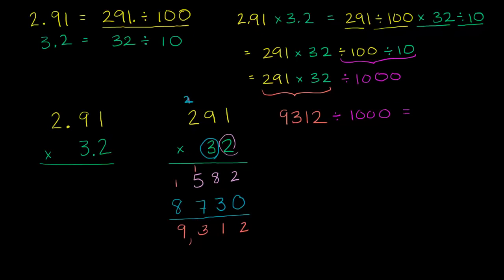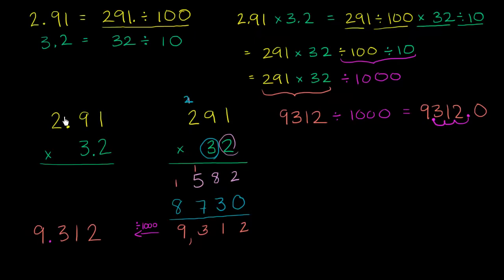And what's this going to be equal to? Well, if we start with 9,312, and let me throw a decimal there, dividing by 1,000 is equivalent to moving the decimal over 3 places to the left. So you divide by 10, divide by 100, divide by 1,000. That's going to be 9.312. Let me write the decimal in purple. 9.312.